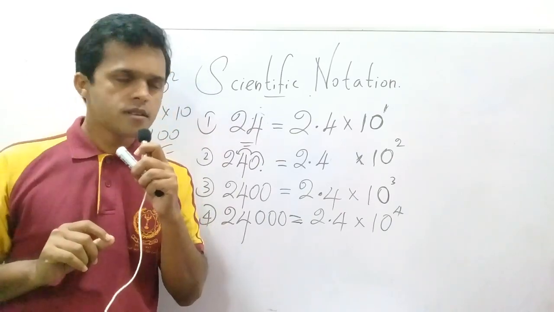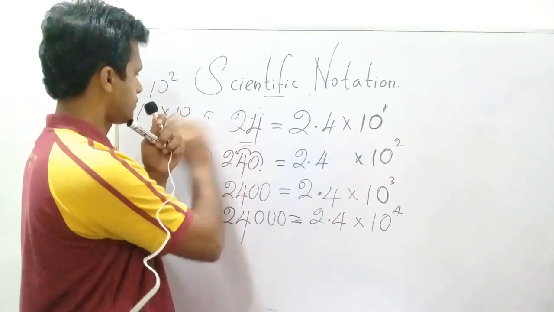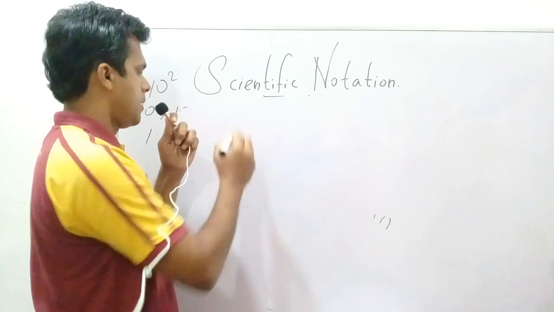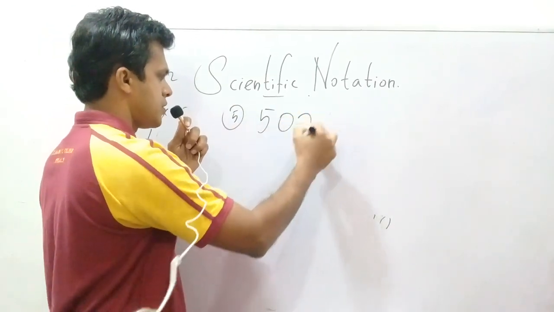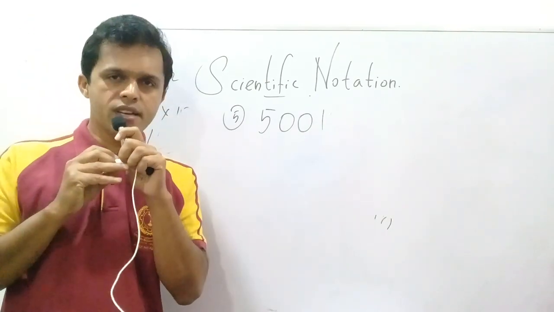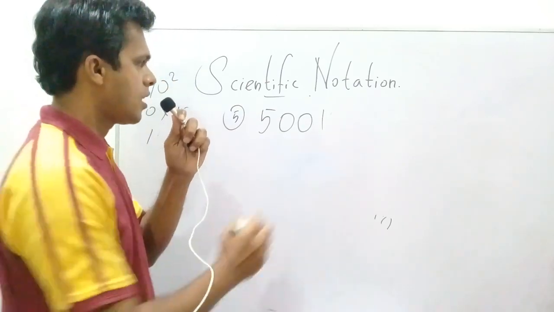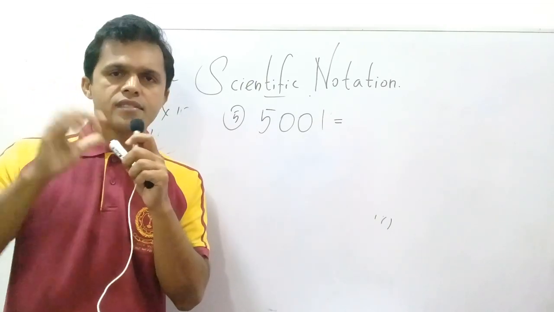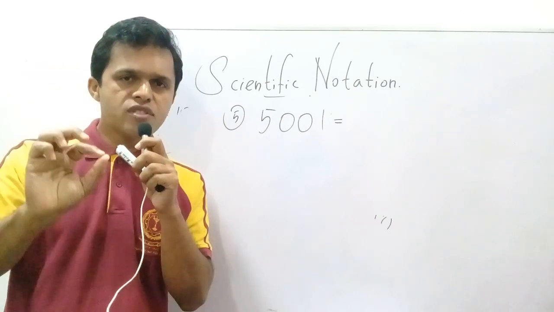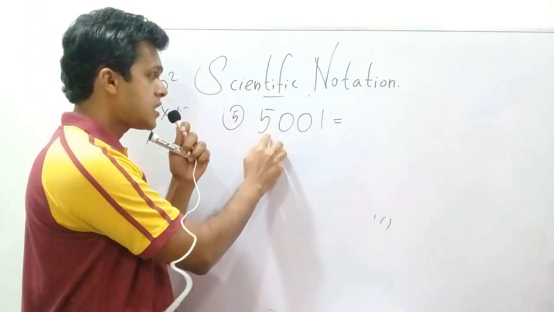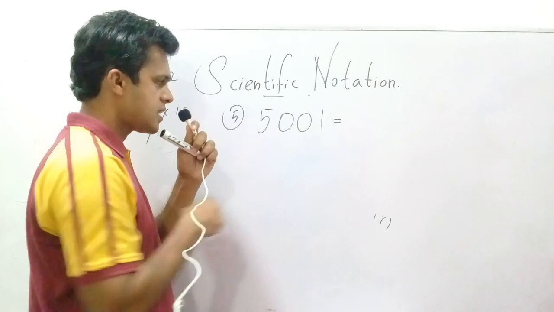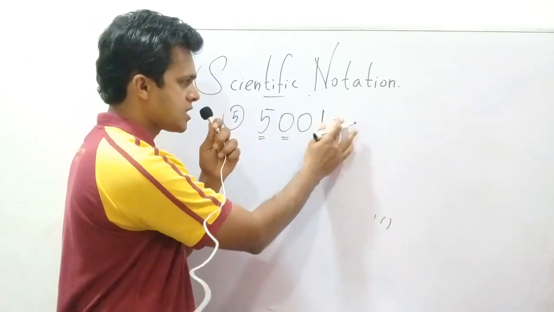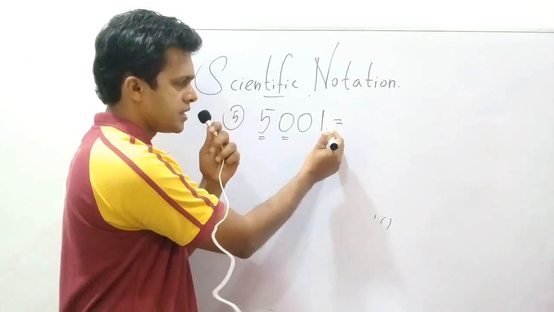Anyway, let's write these numbers in scientific notation. Fifth sum: 5001. How can you write 5001 in scientific notation? Learn this one. Every time you write a given number in scientific notation, the decimal point should be kept between the first two digits, between 5 and 0. The decimal point should be kept here.